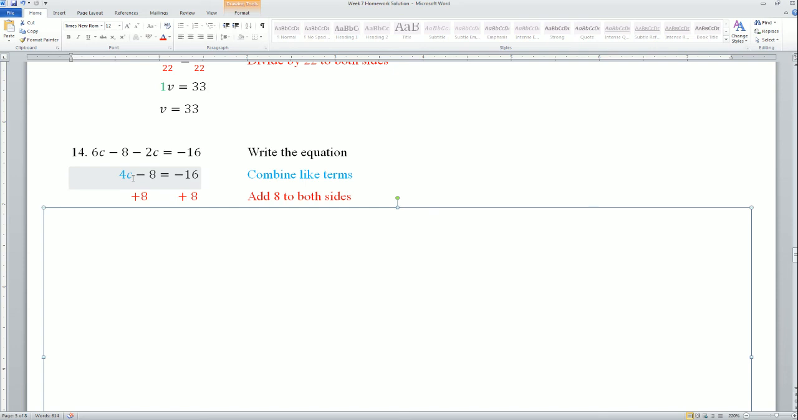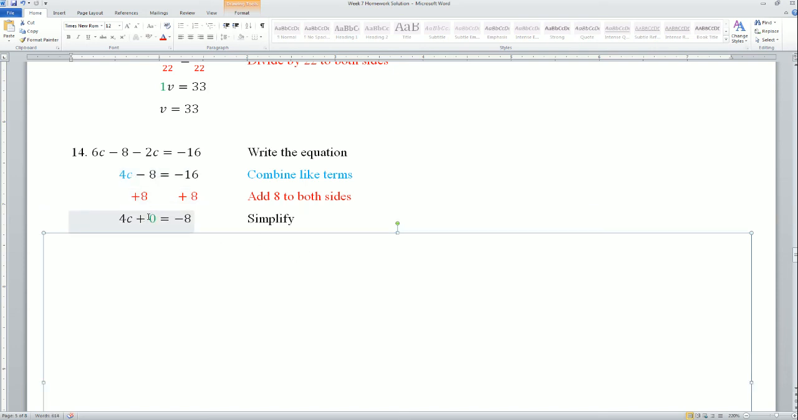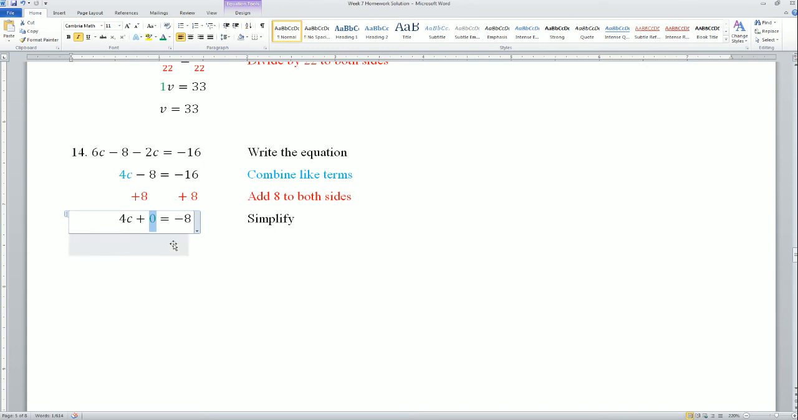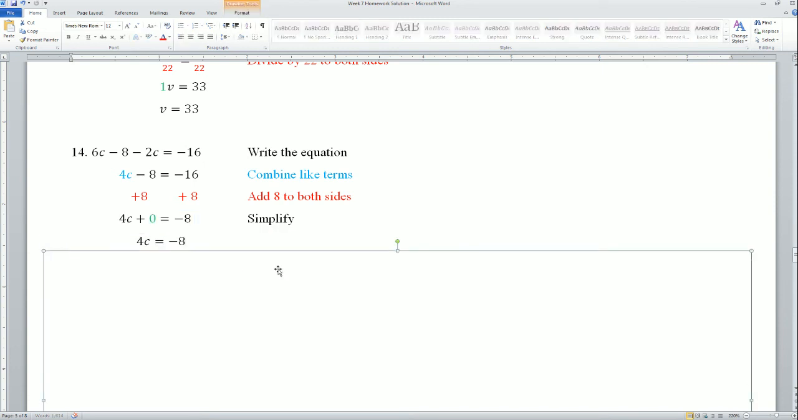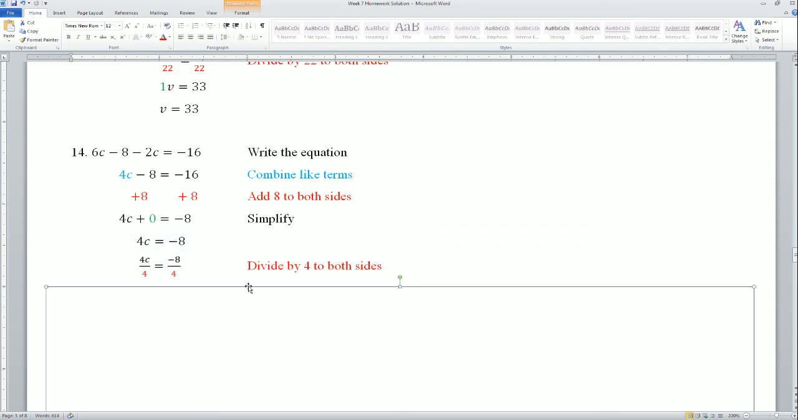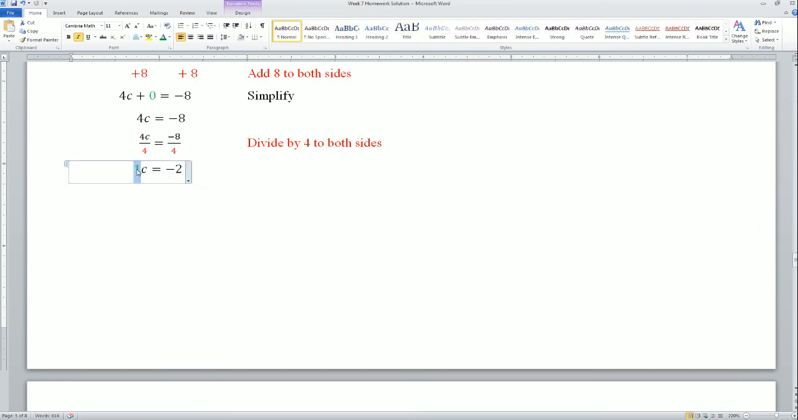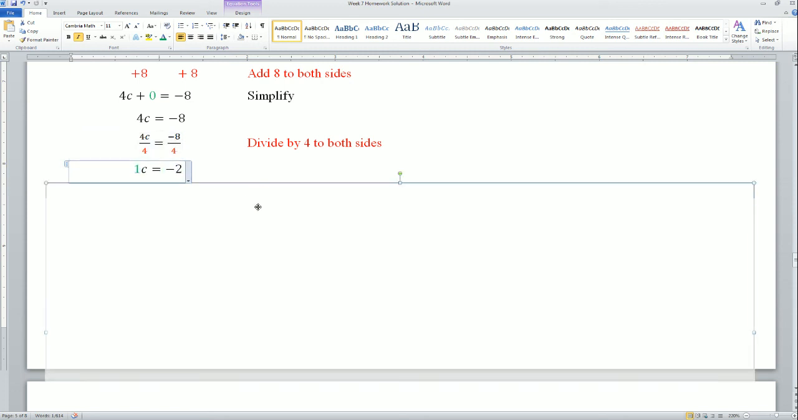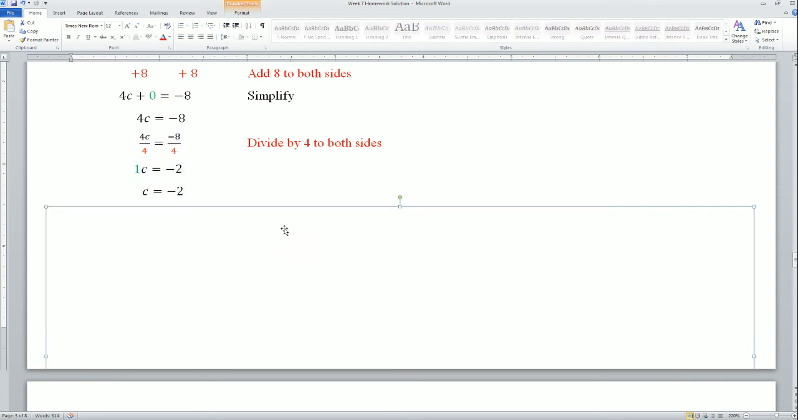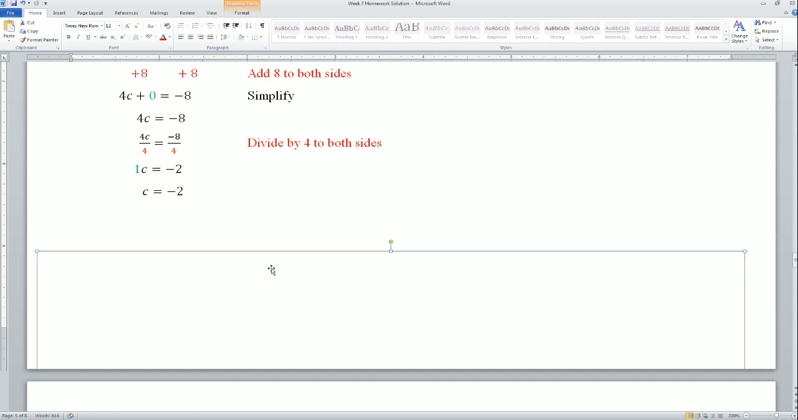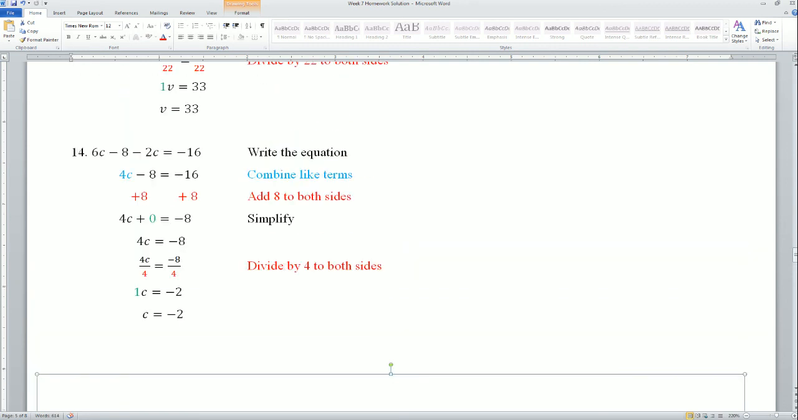Alright, what is attached to the 4c is a minus 8, so I'm going to add 8 to both sides. In that process, I get the identity element of 0. So it becomes 4c equals negative 8. What is attached to the c here is the multiply by 4, so I'm going to divide by 4 to both sides. In that process of dividing by 4 to both sides, I get 1, which is the identity element. On my right hand side, negative 8 divided by 4 is negative 2, which simplifies to just c equals negative 2. There you go. Those are all the homework solutions.